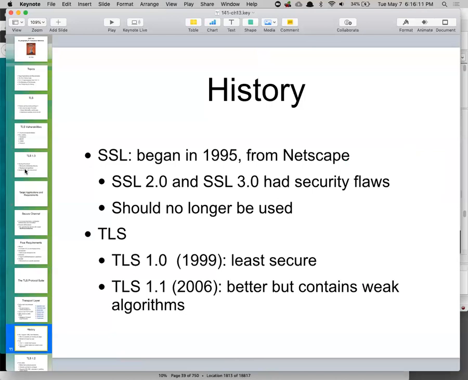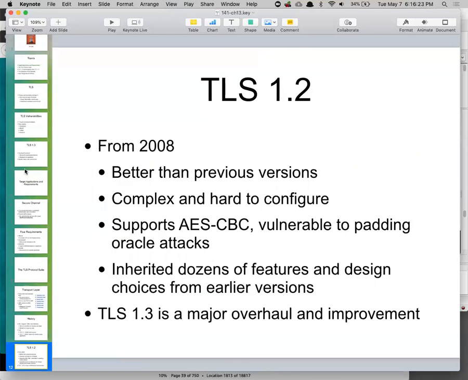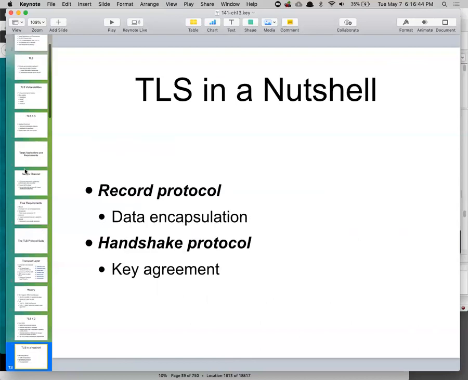TLS came out, it was much better than SSL, and it went through various versions. 1.1 was better than 1.0, but it contained a lot of algorithms, and some of them were weak. And 1.2 came out in 2008, but this had suffered from the most bloat. It supports things that were unwise, like AES CBC, which you've attacked in this class, padding oracles. CBC, the cipher block chaining idea, suffered from padding oracles, and it inherited a lot of features and design choices from earlier versions. So 1.3 was the major overhaul and cleanup of the system.